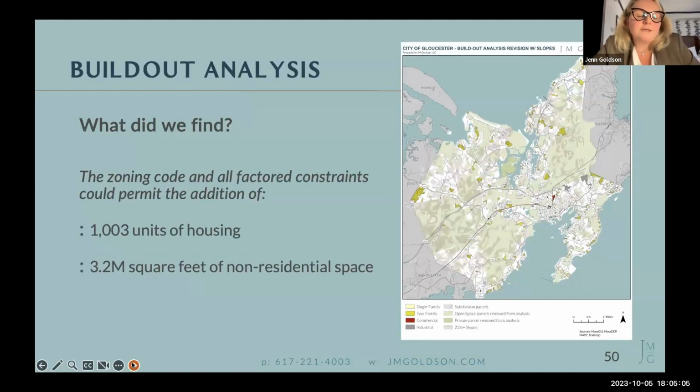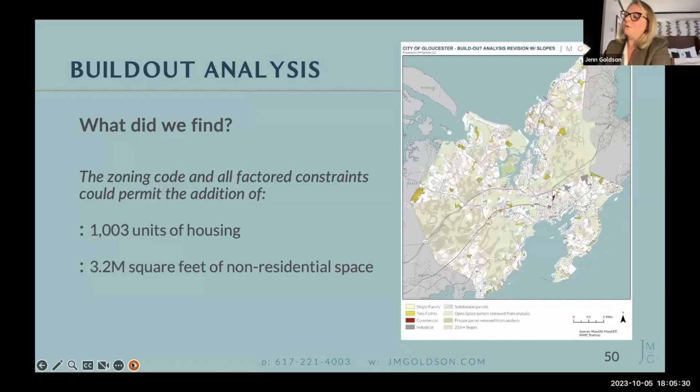So what did we find? This is sort of the bottom line. There's many, many layers to this analysis and lots of assumptions. So if you have questions, just let us know. But the bottom line is, if you looked at all those factors that I just listed on the slides, you could permit up to 1,003 units of housing and about 3.2 million square feet of non-residential space.